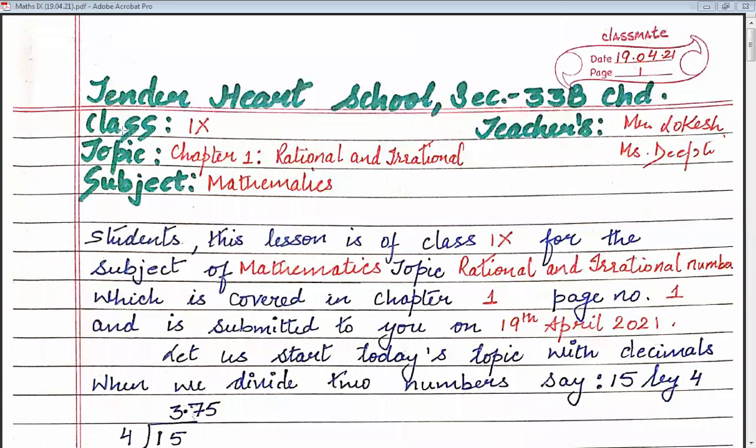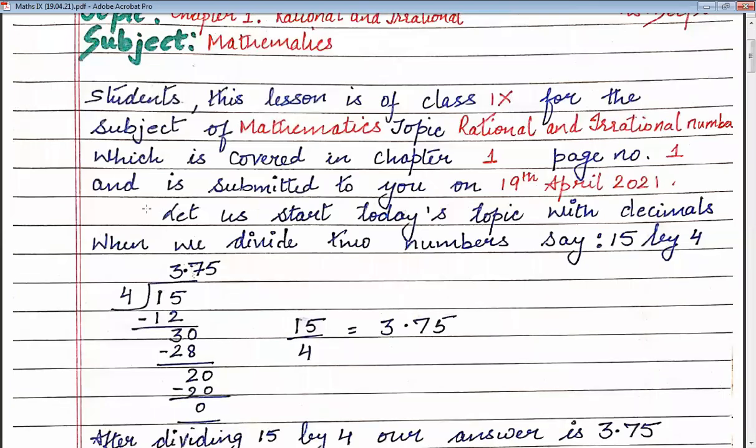Good morning, students. This lesson is of class 9 for the subject of mathematics, topic rational and irrational numbers, and is being submitted to you on 19th April 2021. Students, let us start today's lesson with decimals.